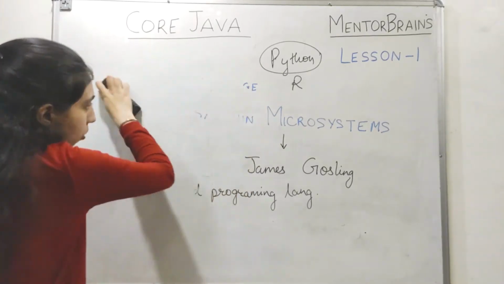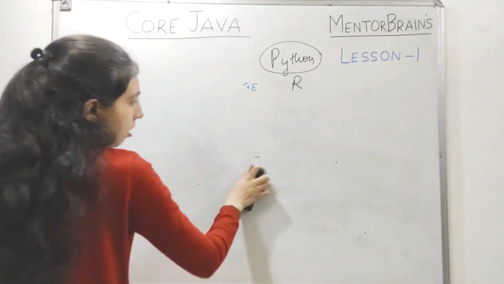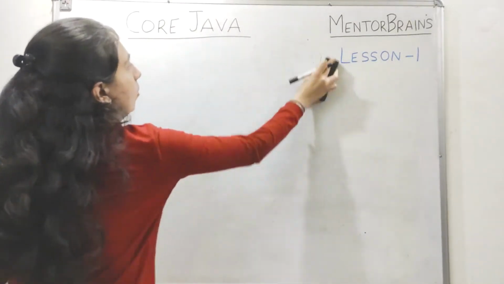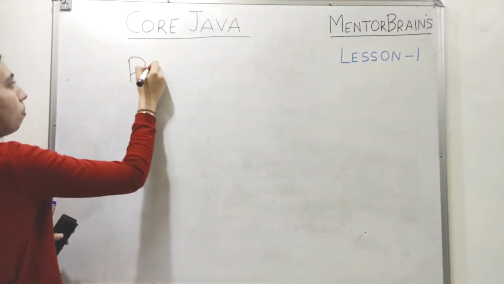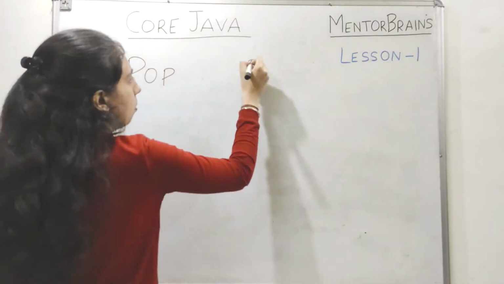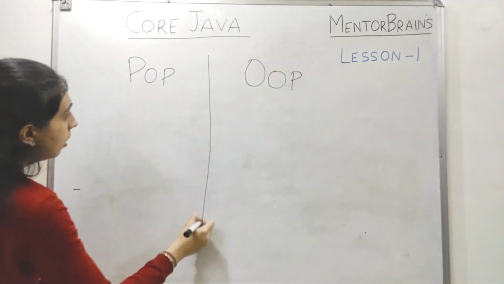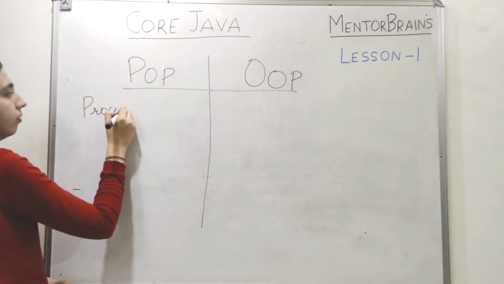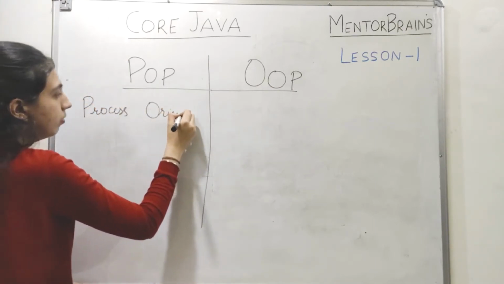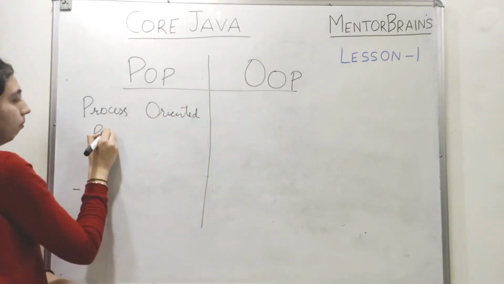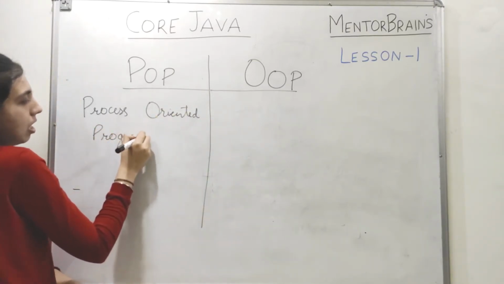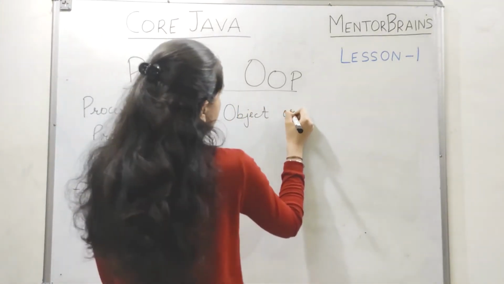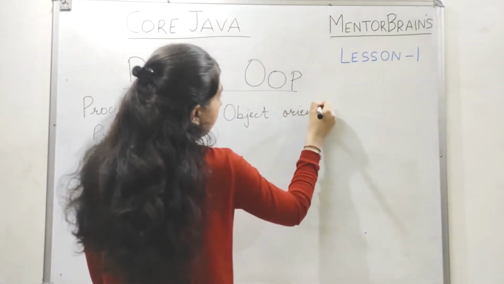So our basic programming languages, or whatever programming languages are there in existence, they work on two basic principles. These principles are POP and OOP. POP stands for Process Oriented Program, and OOP stands for Object Oriented Program.